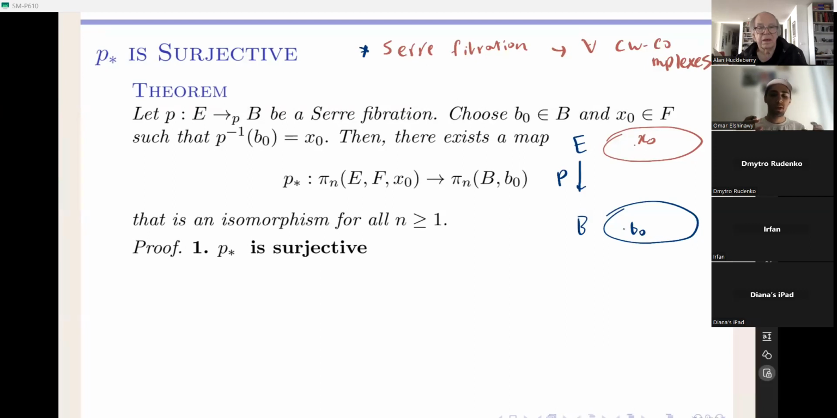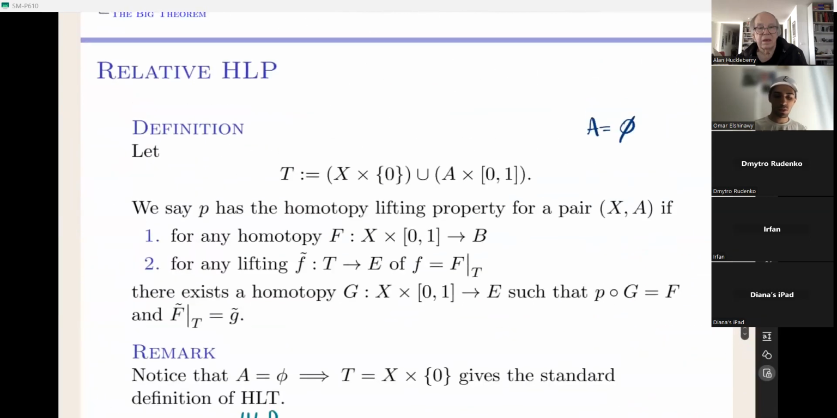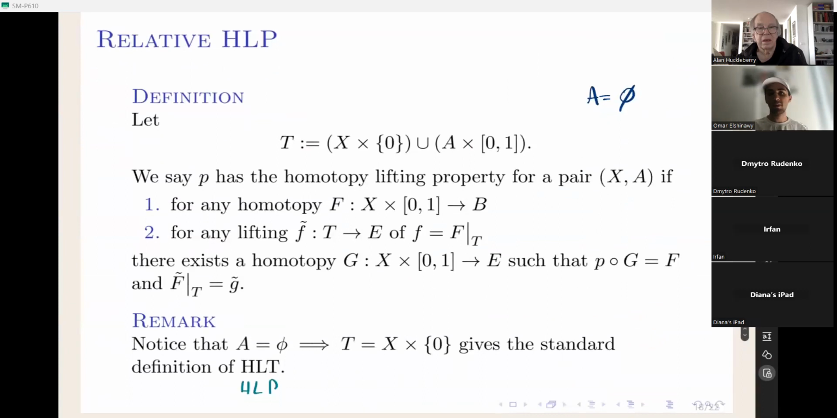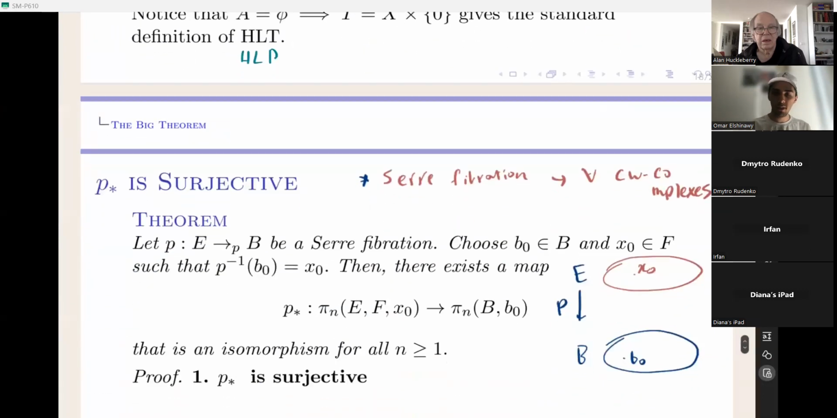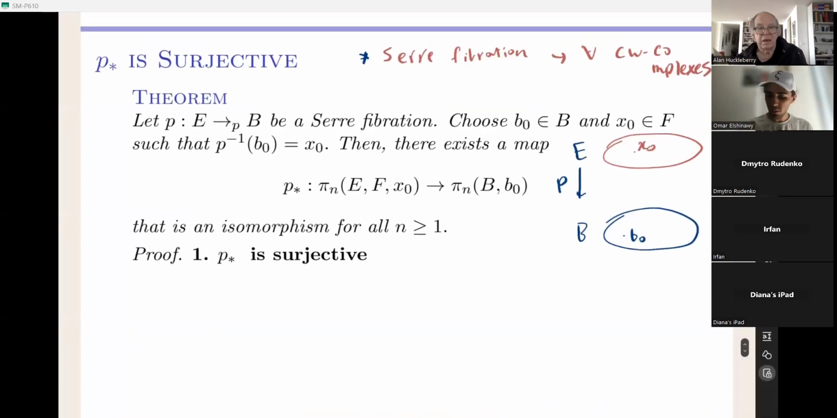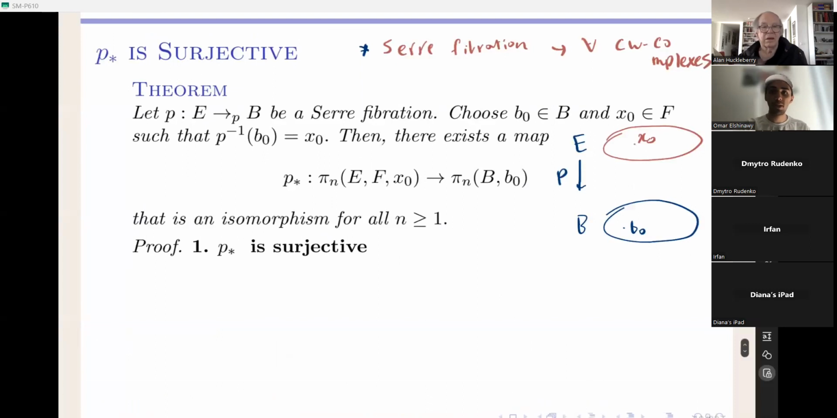construct some sort of initial lift. We'll construct an initial lift and then we will extend it by means of the relative homotopy lifting property. This is something that's written here, but it will become clear when we go over it right now. So let's precisely do that.